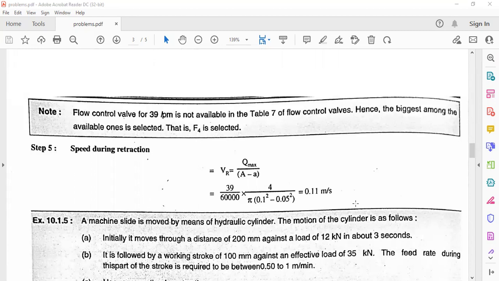Note, flow control valve for 39 LPM is not available in the table of flow control valves. Hence, the biggest among the available ones is selected. That is, F4 is selected.